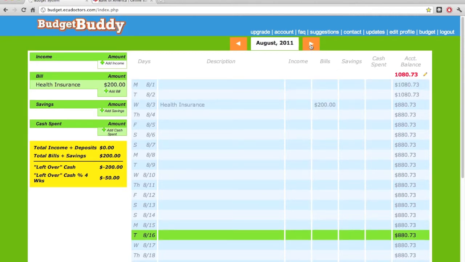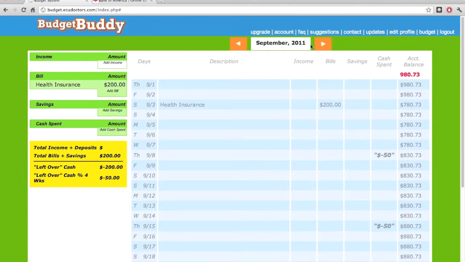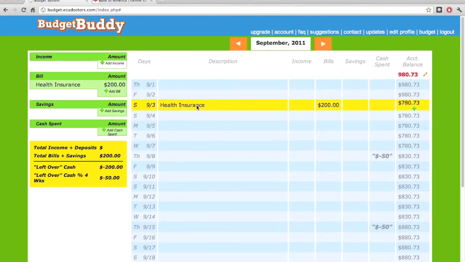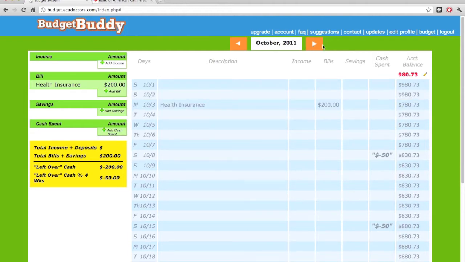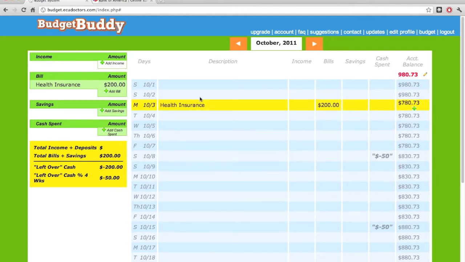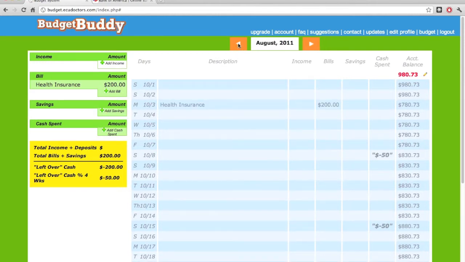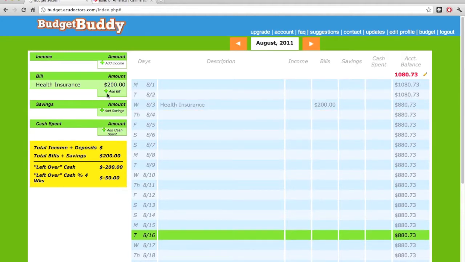If I look into the future, let's say I look at the month of September, that's already repeated here, $200, and it's deducting it from whatever account balance I have. And it'll repeat that for the month of October, November, December, and forever, because you always pretty much pay these bills on the same date. I'm going to go back to August, and I'm going to keep adding things.